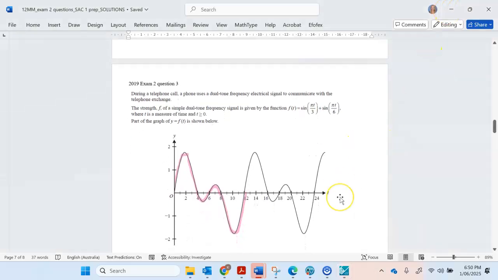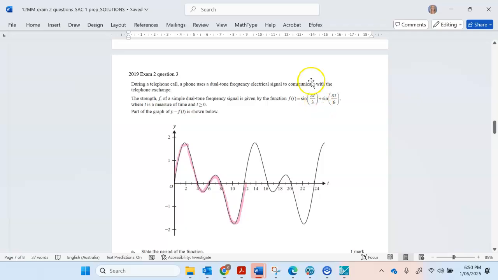So we've got some trig happening here. During a telephone call, a phone uses dual phone frequency electrical signal to communicate with the telephone exchange. The strength of the signal is given by this function, where t is a measure of time. So this is just a sum function. What it means by a sum function is you've got one function added to another function. And here it is, the graph.